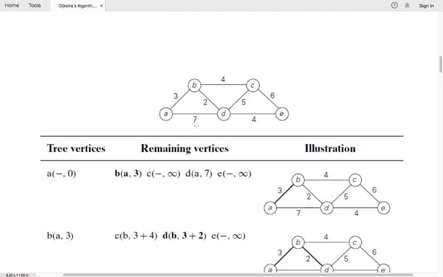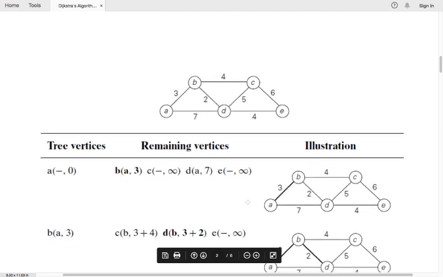B and D are updated. So A to B is 3 and A to D is 7. The way I write it is B, A comma 3. Whereas the other vertices C and E are not reachable. My first task here is to choose the one with the least cost. Between 3 and 7, the least is 3. So 3 is added to the vertex, which is already A, and here we have highlighted AB.